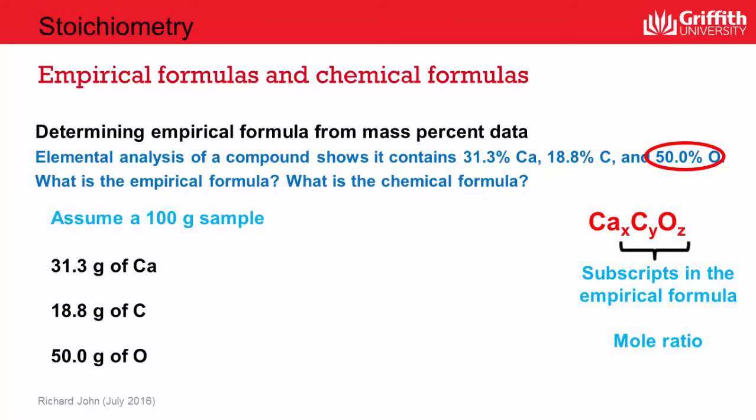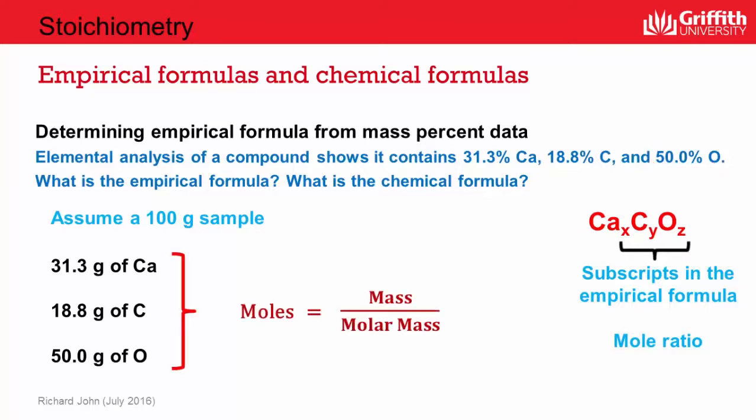Now if we've got mass quantities of each element, we can actually now work out the moles of each element, because we can use our molar mass equation. We've got the mass, and all we need to be able to do is determine the molar mass, and we can get that straight from the periodic table. So we're now in a position, if we assume we have 100 grams of sample, to work out the moles of calcium, carbon and oxygen by using the equation moles equals mass on molar mass. And by getting those moles, what we're actually getting will be the mole ratio of each of those elements, and then that will give us the empirical formula.